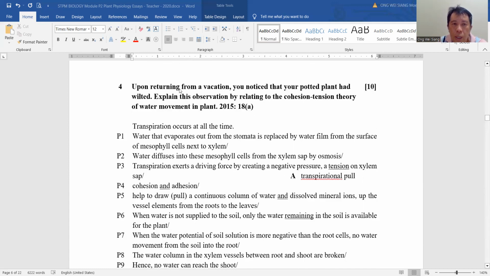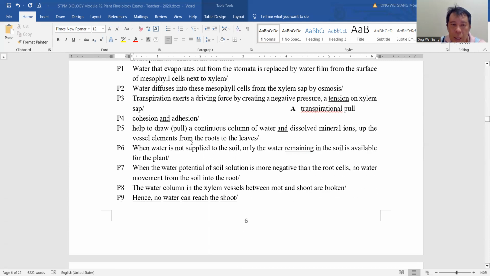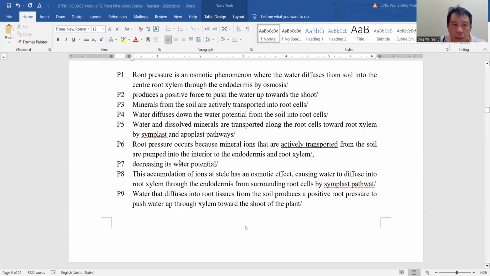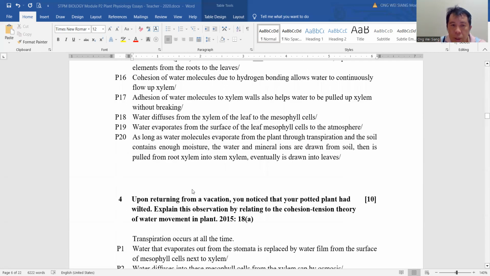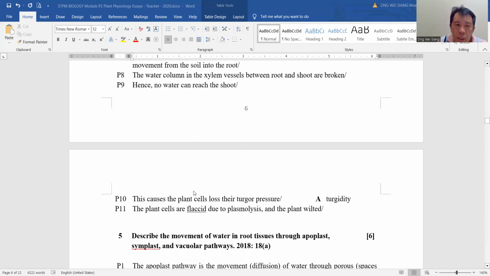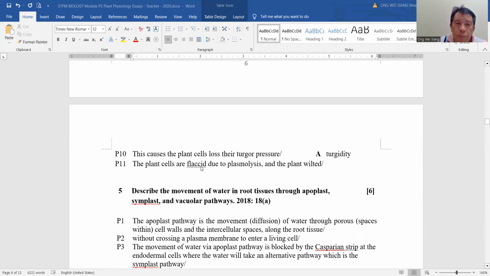Number 4, explain this observation by relating to the cohesion tension theory of water movement in plants. This answer is quite similar to the answer here. They combine the root pressure and the transpiration as well. So from here you can check your answer. Here we start with the transpiration first, then go through. The answer is very similar.